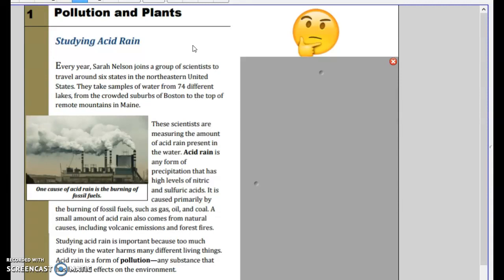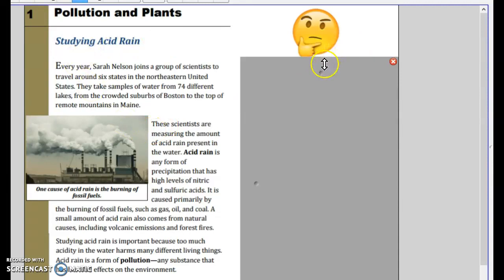A small amount of acid rain also comes from natural causes, including volcanic emissions and forest fires. Studying acid rain is important because too much acidity in the water harms many different living things. Acid rain is a form of pollution, any substance that has harmful effects on the environment.